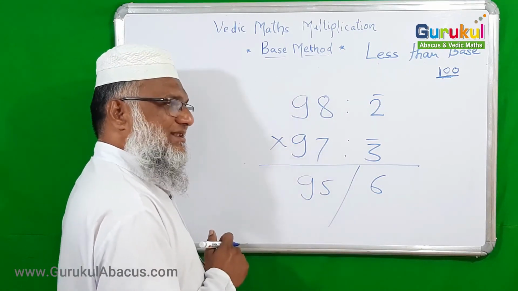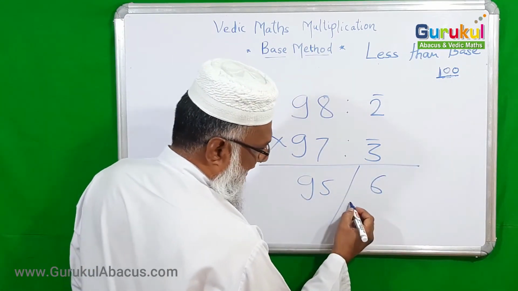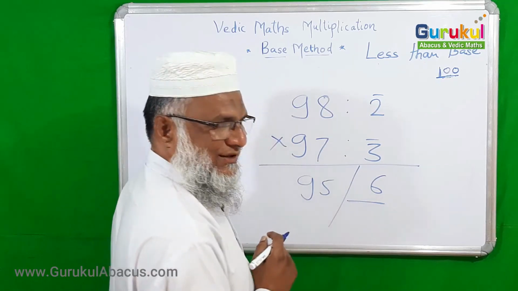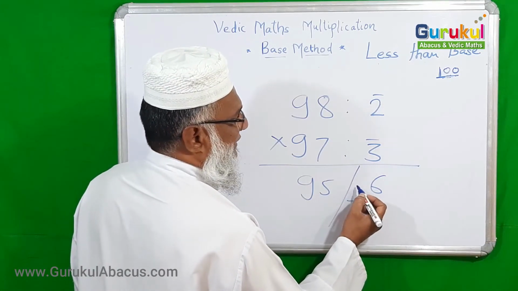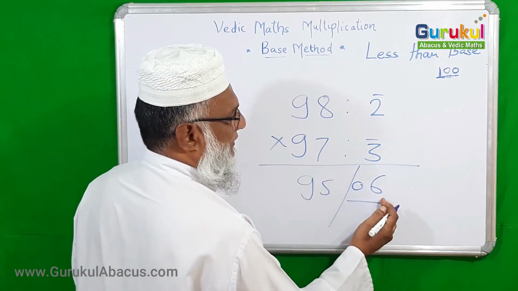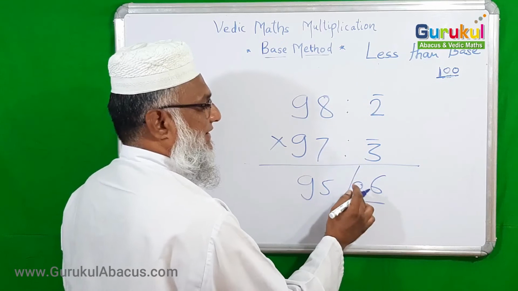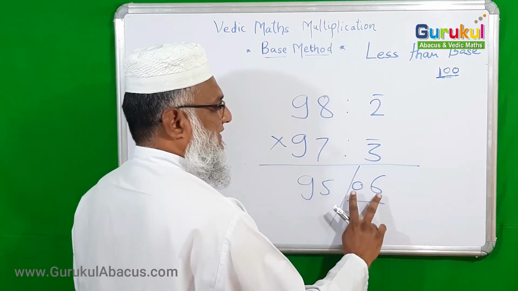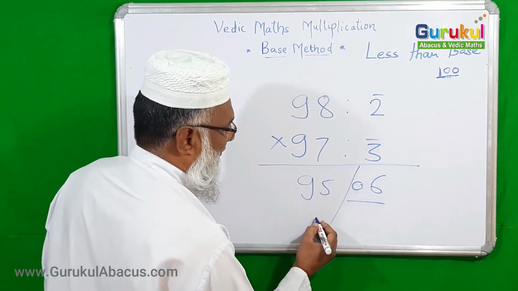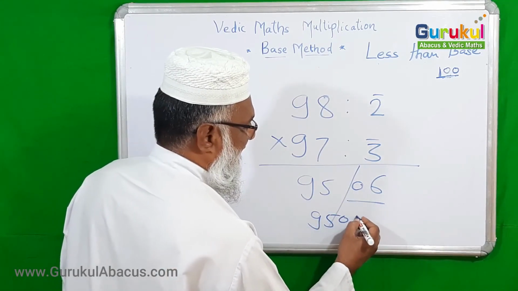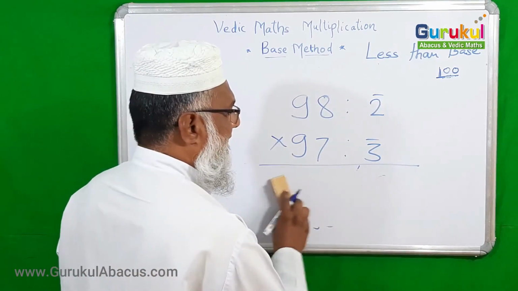Then what is missing? We always say, how many zeros are there in the base? 2. So we need a 2-digit number on the right side, but here we got just a 1-digit number. In this case, by adding 0 on the left side of this number, we can complete the answer. We added 0 here because we required this as a 2-digit number, and now our final answer is 9506.